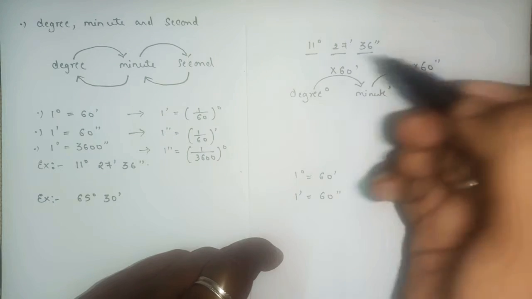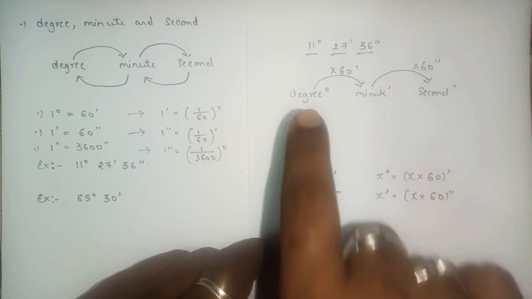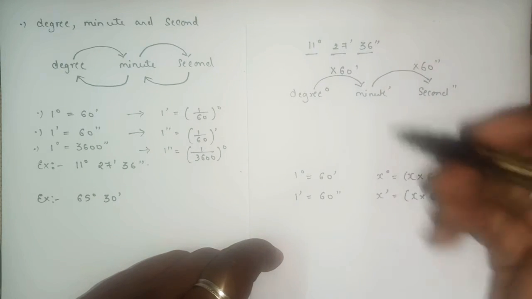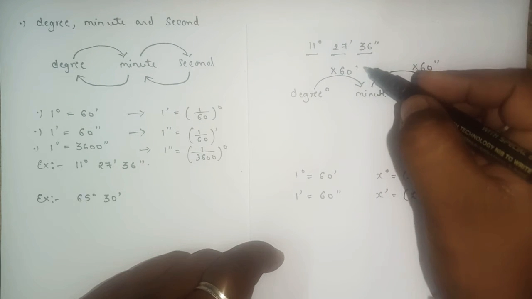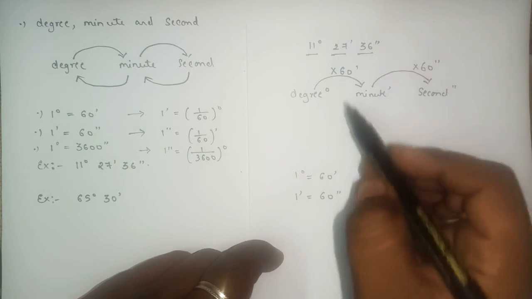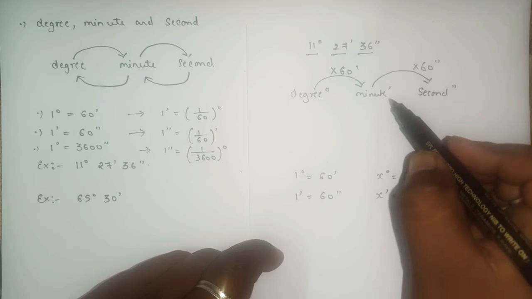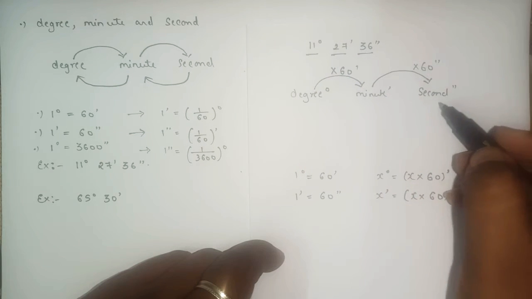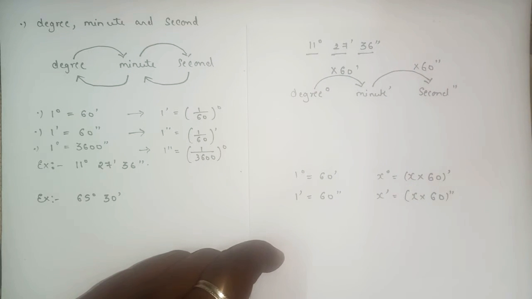Simply you have to multiply by 60 and multiply by 60 to convert degree into minute and minute into second. And see the symbol which we use: for degree it is the raised circle, for minute a single dash, and for second a double dash. I hope you all understood till here.